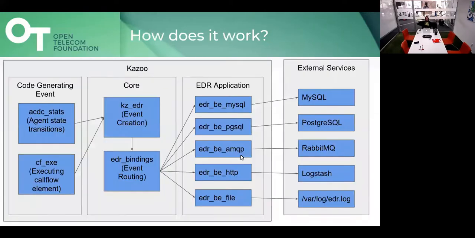And the way it works is you send events from various applications to Kazoo EDR, which will create the event. EDR bindings will then be responsible for distributing the event, which uses Kazoo bindings. And then it sends it to either other applications which are interested in the event, or to the EDR application, which has a series of backends that can be configured to respond to different types of events and send them off to different external services.